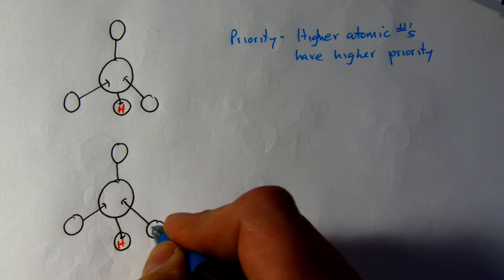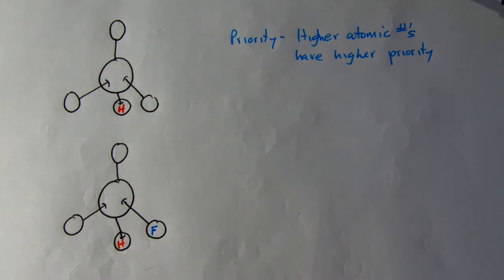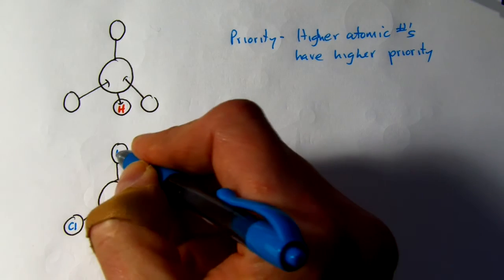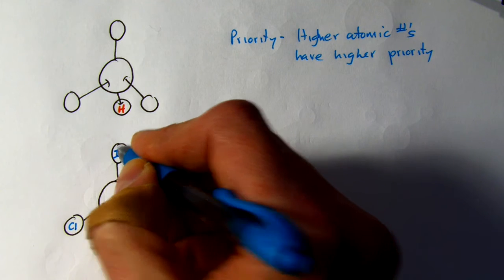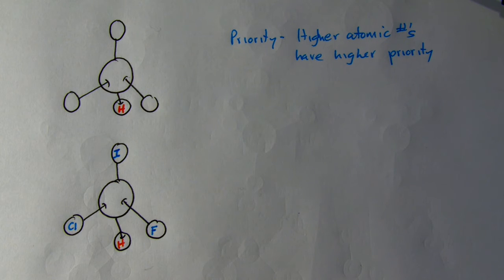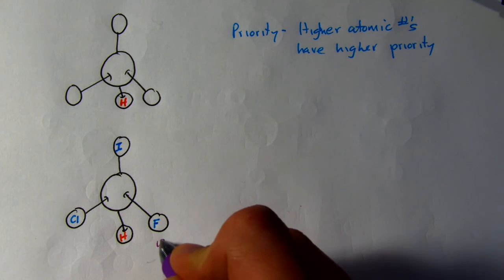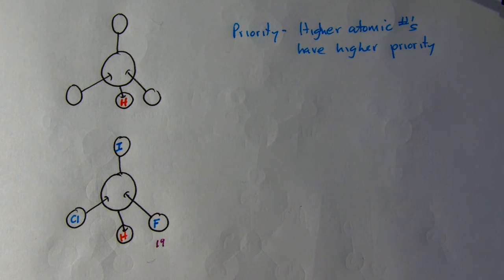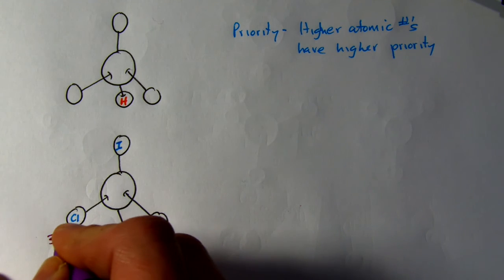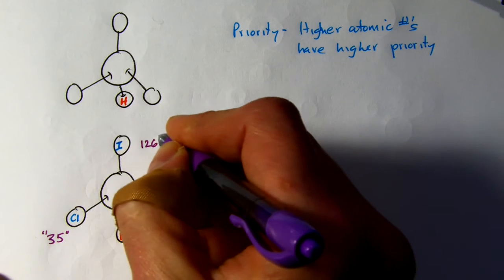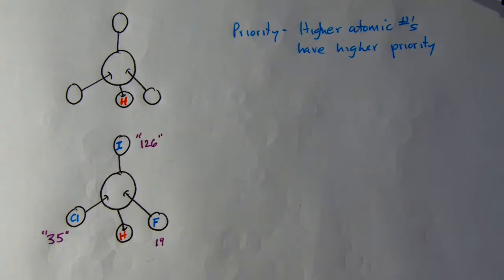Fluorine, we could put here. Fluorine is 19. And chlorine here is 35, and then iodine is 126. And that's going to make our jobs very simple. So it is helpful here that we include the atomic mass of fluorine is 19, chlorine is 35.45, and then iodine is something like 126. Okay? That's going to be helpful for us.